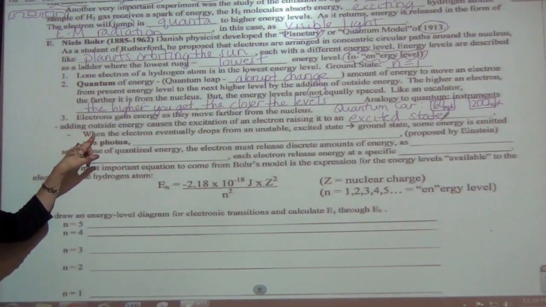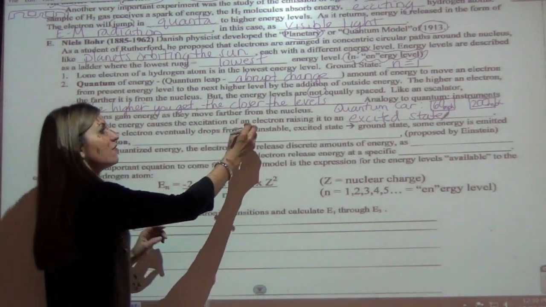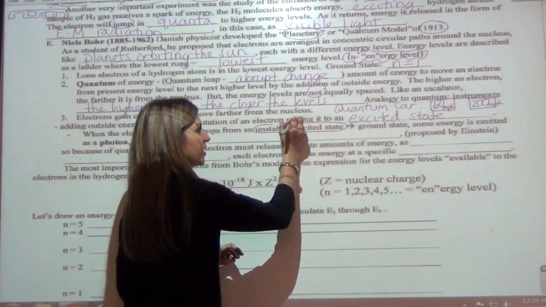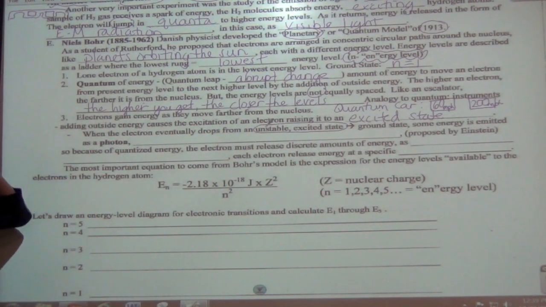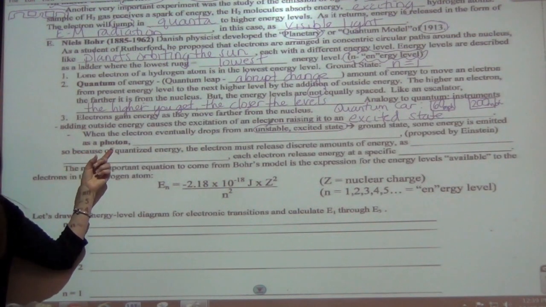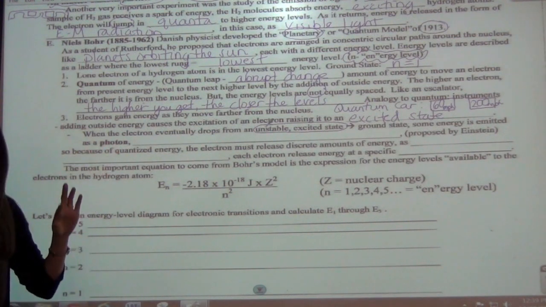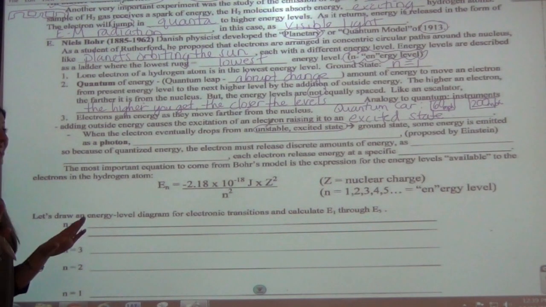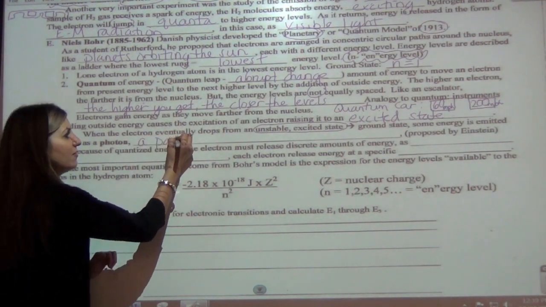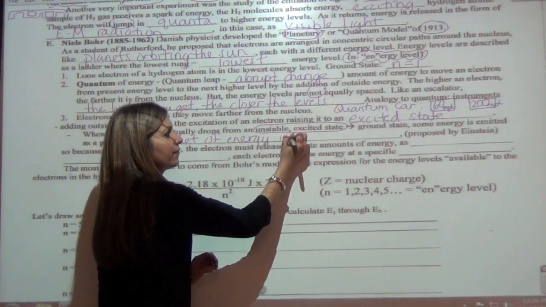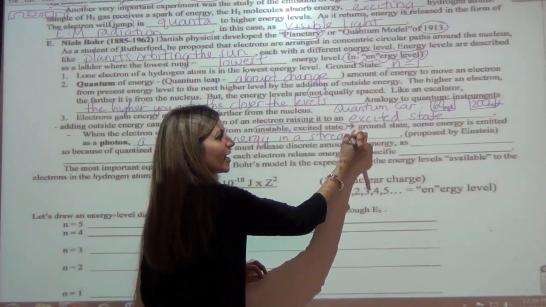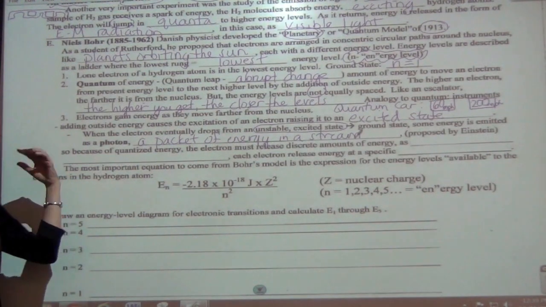And when the electron eventually drops back down from its unstable excited state back to ground state or just to a lower level, some energy is emitted as a photon. So what is this photon? It's the same thing as a quantum of energy, except it's in a stream. So it's a packet of energy in a stream. That's all it is. And this was proposed by Einstein. That's all the photon is.